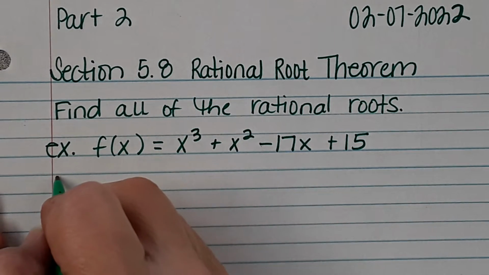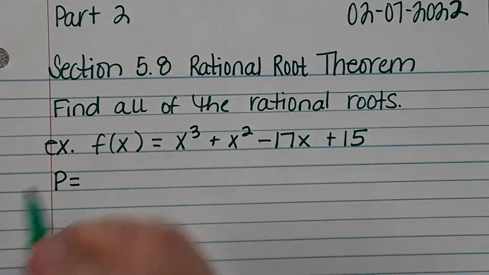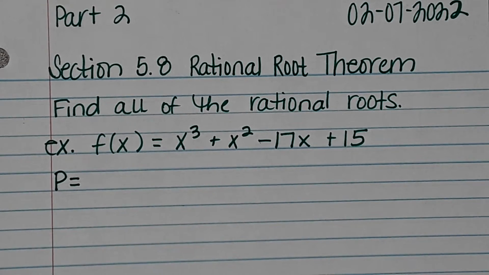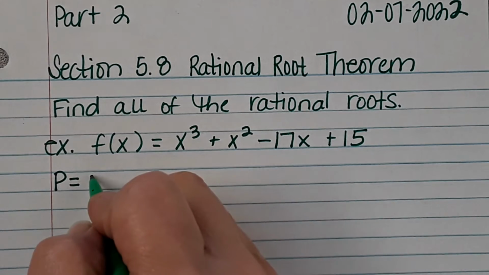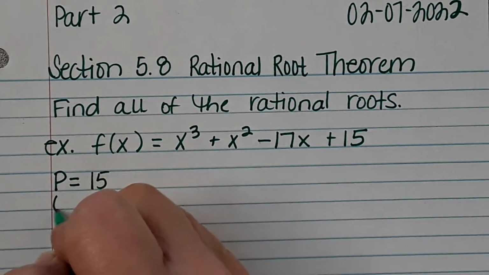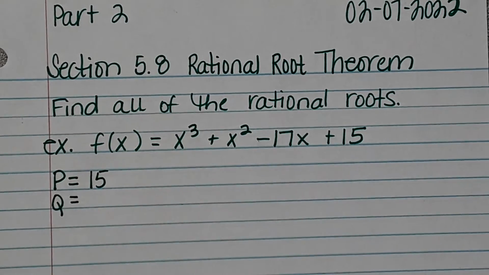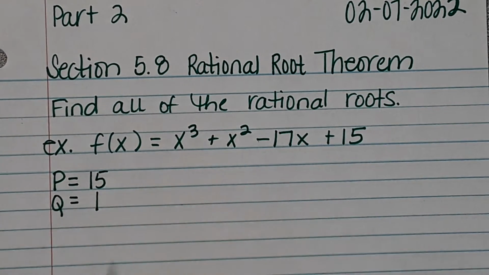So, just a reminder that p is the constant term. So, which one is the constant term? Okay. And then q is the leading coefficient. What is the leading coefficient? So, p now is 15. We're going to list the factors of 15. Remember, factors come in pairs.